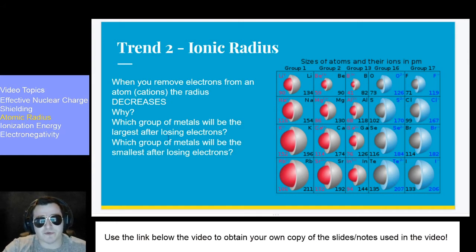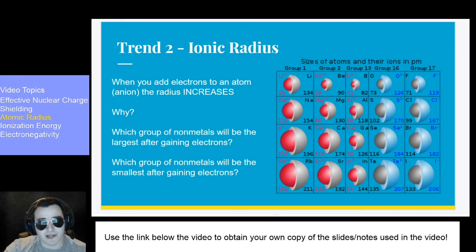Okay, which group of metals will be the largest after losing electrons? Well, that's the one that loses the least. Your alkali metals will be the largest set of cations, whereas your boron family or your aluminum family will be the smallest family of cations.